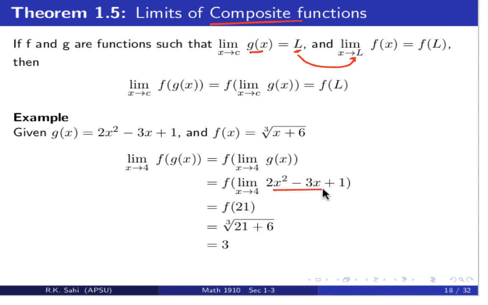Now clearly, this is a polynomial. Substitute 4 here, you get 21. It's 2 times 4 squared, that is 2 times 16, that's 32, minus 3 times 4, that's 12, and plus 1. So it's basically 32 minus 12, which is 20, and then add 1, 21. Now you take the cube root of 21 plus 6, which is the cube root of 27, and we know it is 3, because 3 cubed is 27.